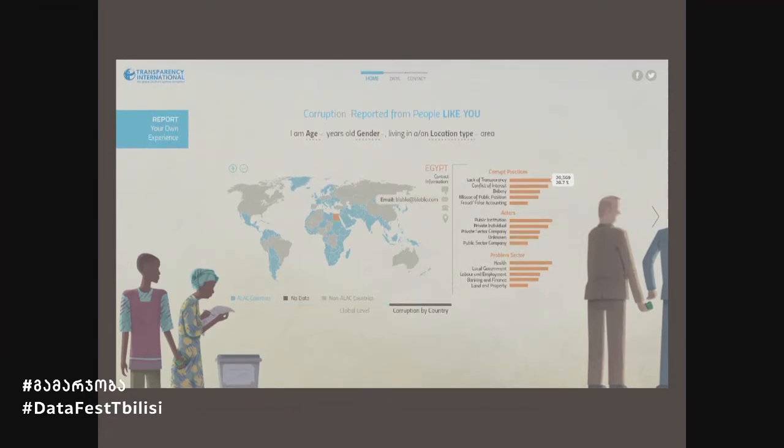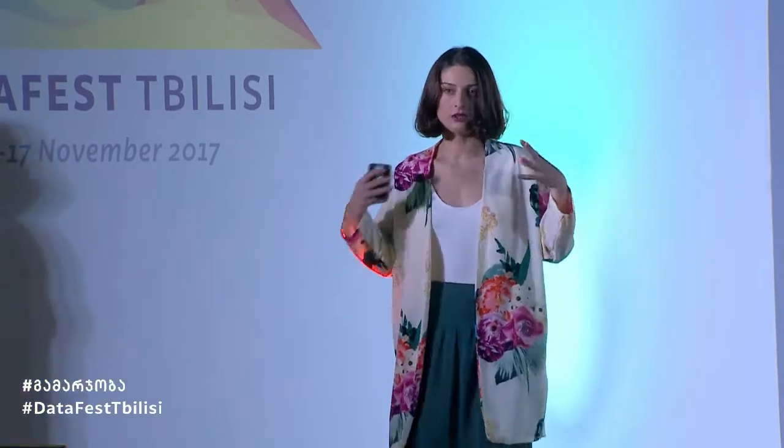And here you can feel, for example, I am a 30 years old woman living in an urban area, and this portal shows me exact corruption cases reported by exactly the same people, who are 30 years old women living in an urban area. And you can see that I filled this information with this sentence, and even this sentence is quite human.